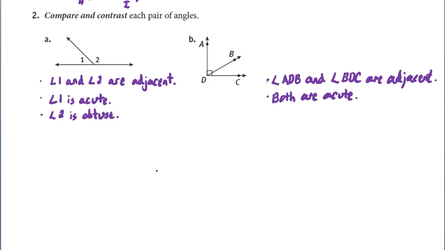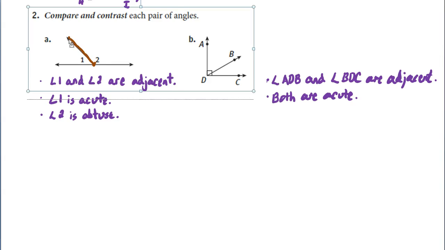Question 2. Compare and contrast each pair of angles. Last time we looked at 4 angles by themselves and used words acute, obtuse, and so on to describe them. Now let's look at angles in pairs. In this drawing we have angle 1 and angle 2. They share a vertex and they share a side. We can call them adjacent. So here's another vocabulary word about angles. Also, angle 1 is acute and angle 2 is obtuse.